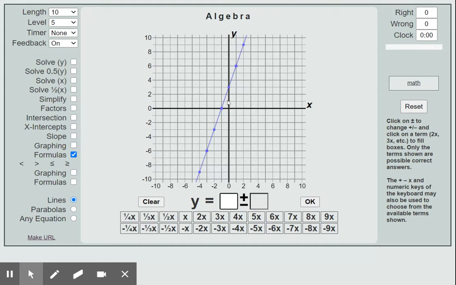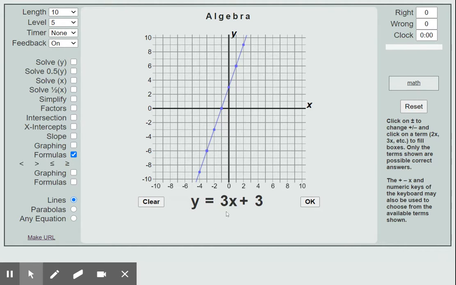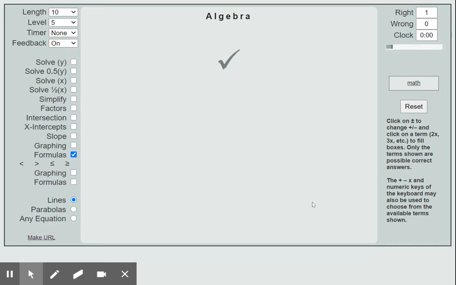It is up 1, 2, 3. So I'm going to go ahead and put in here 3. And it's above, so plus 3. Now this value right here is going to be whatever my slope is. So my slope, I'm just going to count rise over run, 1, 2, 3 over 1, 3x. And I'll hit OK. Bingo.